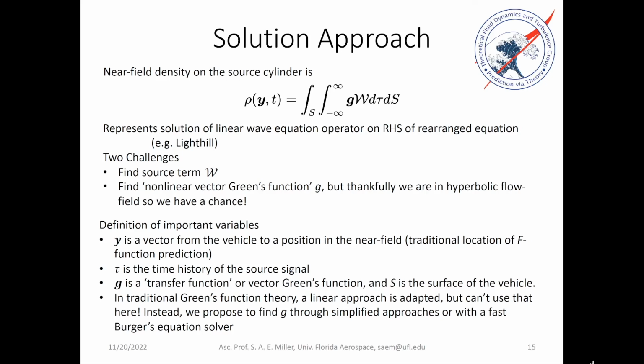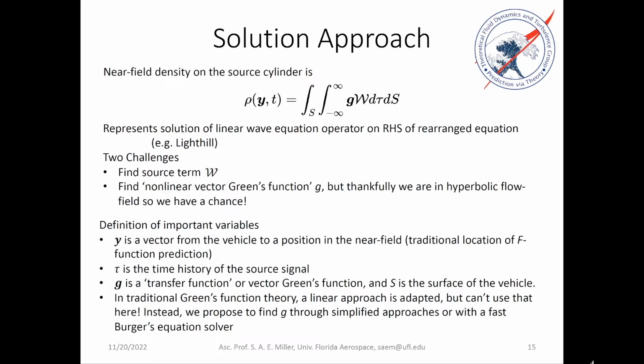Write the solution as a convolution integral of something like a nonlinear Green's function, if something exists like that, with the source function w. W is nothing but a series of terms which represent the solution of the previous two equations. So our major challenge is to find the source term w given some shape, and it should only be a function of the shape f and Mach number, and some kind of propagation equation, which is a nonlinear Green's function.